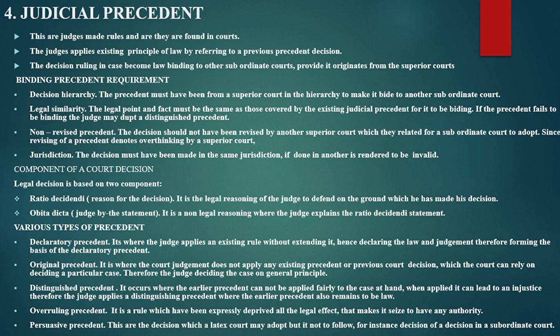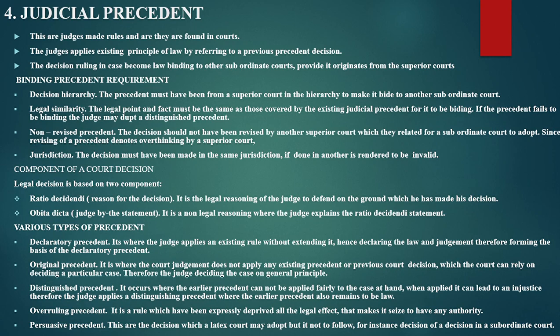We also have an unrevised precedent. We also have another requirement: it must be an unrevised precedent. The decision should not have been revised by another superior court, since revising of a precedent denotes overruling by a superior court. So, for a precedent to be applicable, it should not be revised by another superior court, because the revision of that precedent may amount to overruling by the superior court, which will make it not applicable to another subordinate court. It will be hectic to apply that precedent.